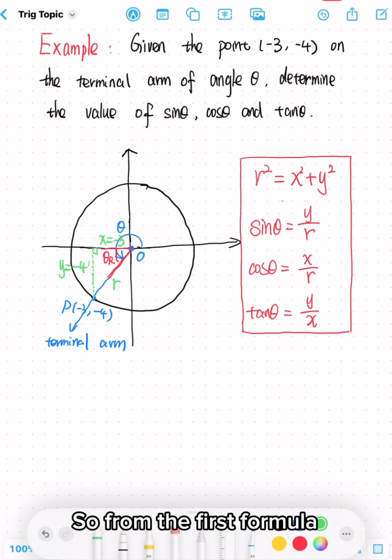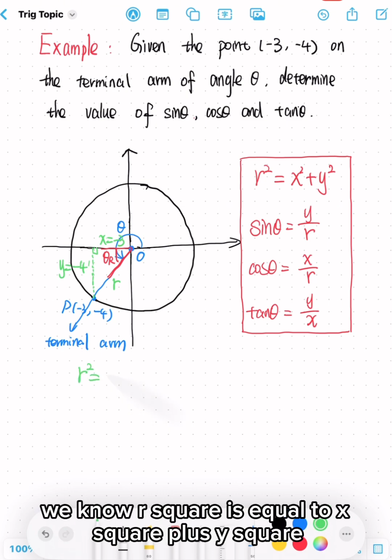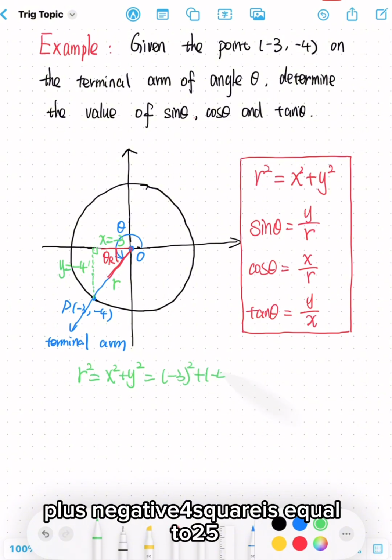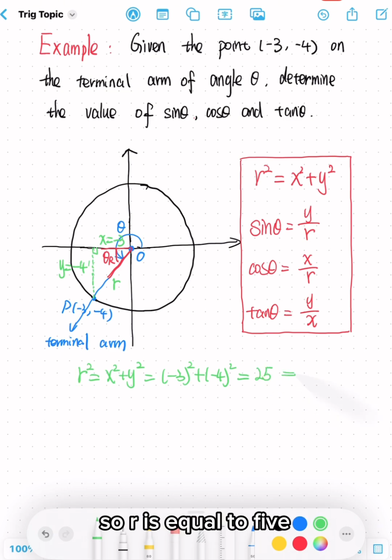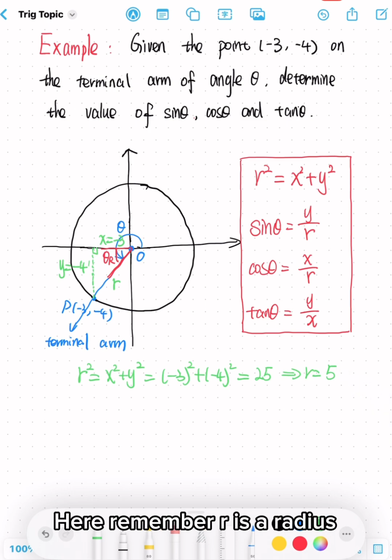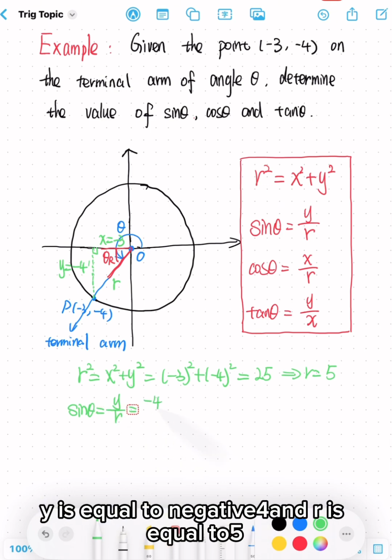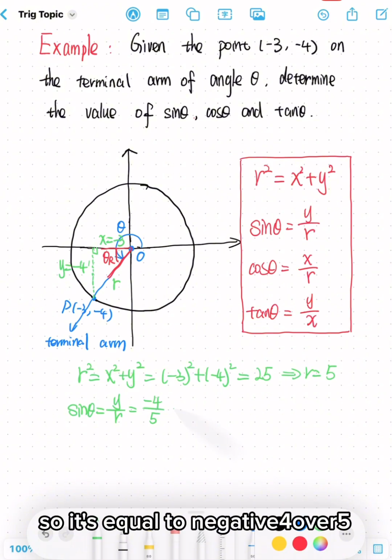From the first formula, we know r squared is equal to x squared plus y squared, which is equal to (-3) squared plus (-4) squared, which is 25. So r is equal to 5. Remember, r is a radius, so r is always a positive value. Now we can get sine theta is equal to y over r. y is equal to -4 and r is equal to 5, so it's equal to -4 over 5.